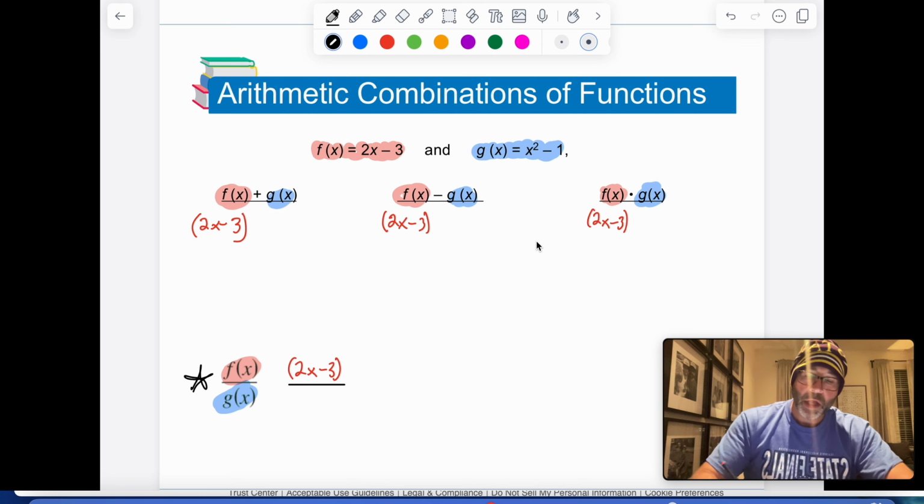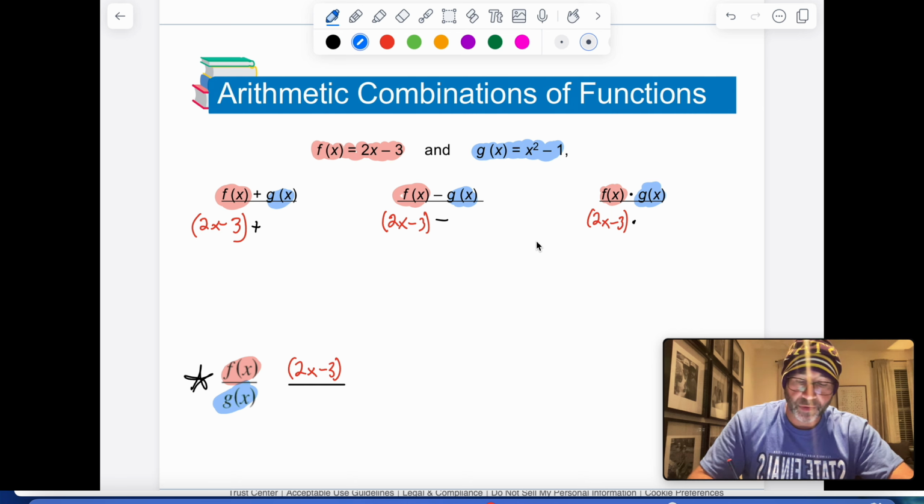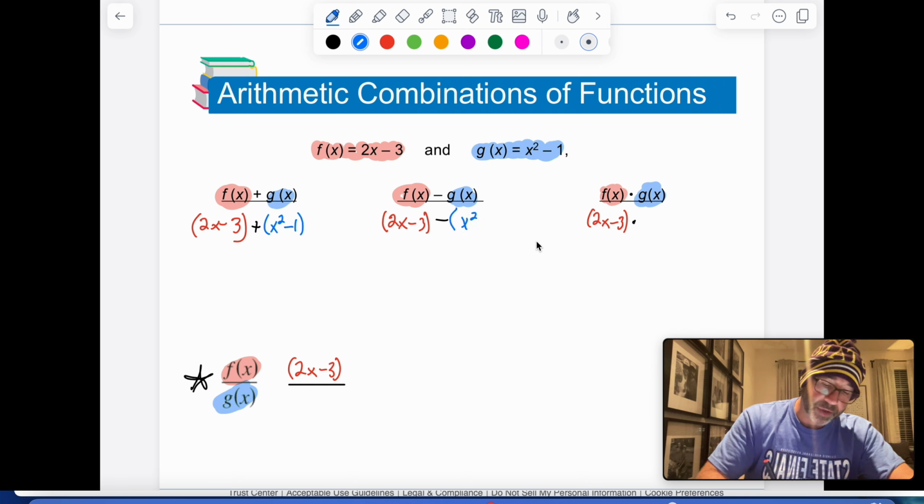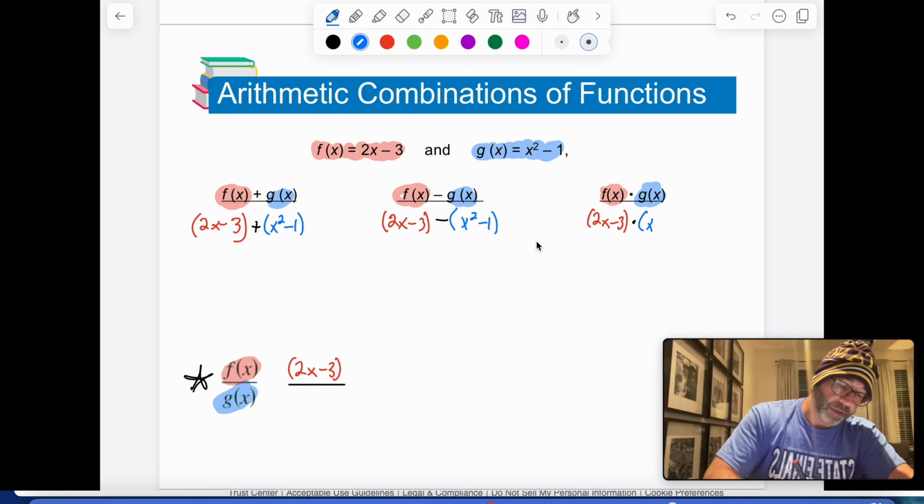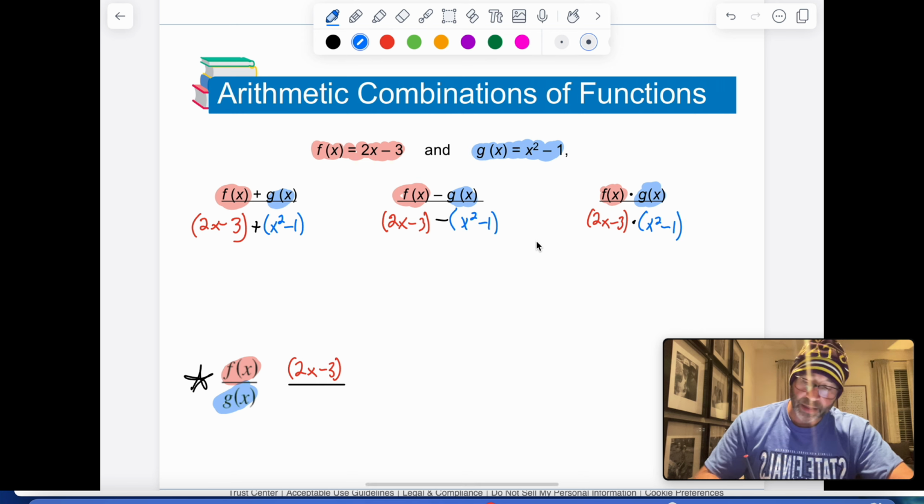So now what we're doing is the operation that's stated, which is add, subtract, multiply, and divide. And we're going to put in the g of x portion of our function, which is x squared minus 1, x squared minus 1, x squared minus 1, and finally x squared minus 1.